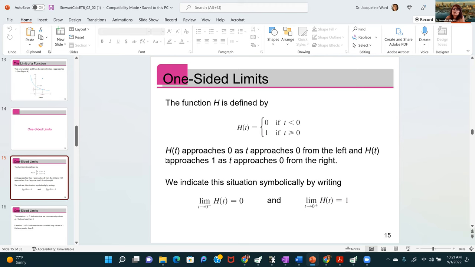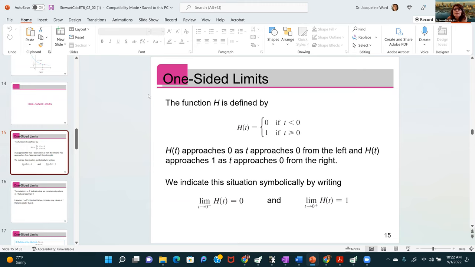So h approaches zero as t approaches zero from the left. And it approaches one as t approaches zero from the right. Do they give you a graph on the side? They don't. Let me do a quick sketch.